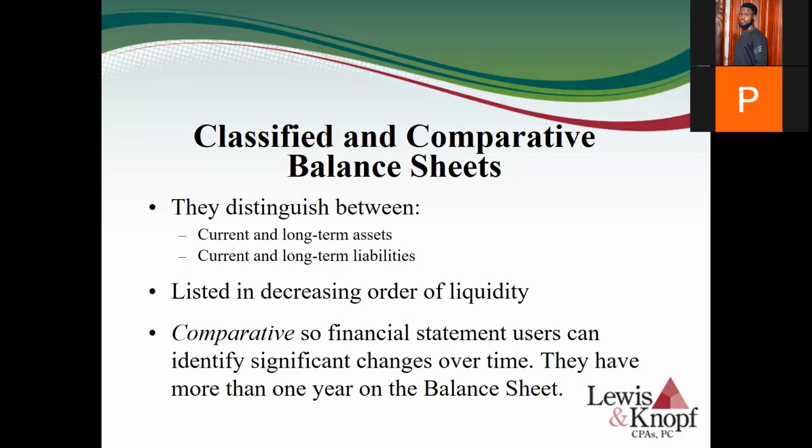Assets are listed in decreasing order of liquidity. So when we are preparing this balance sheet, we list it in terms of liquidity, how liquid these assets are. That is why mostly we start with cash.